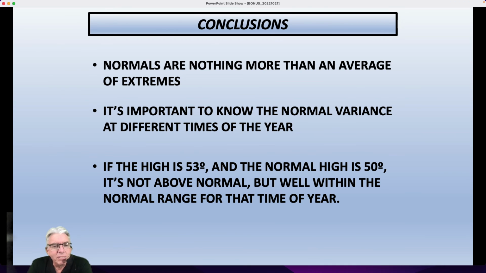And hypothetically, if the high is 53 and the normal high is 50, it's not above normal. That's dumb. It's just well within the normal range for that time of year, which if you use one standard deviation as the definition of that, it would go from about 40 to 60. Nothing unusual, not above normal, just within the normal range. Okay, those are my thoughts. Again, these thoughts have not been adopted by anybody. They're just my own personal thoughts, and I will continue to live by that until I have some evidence that it should be something different.